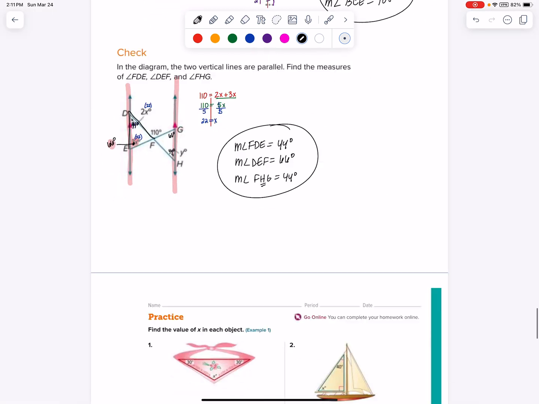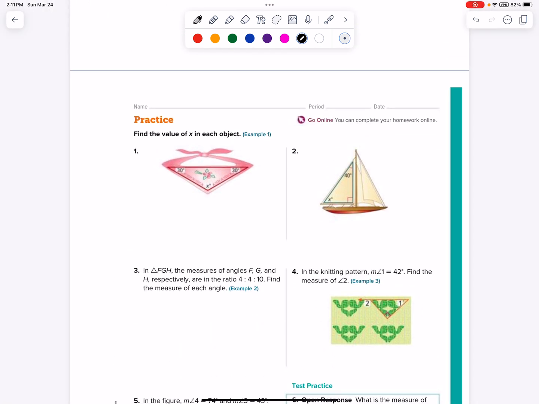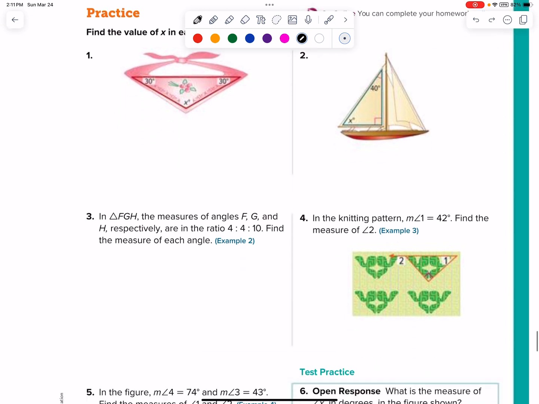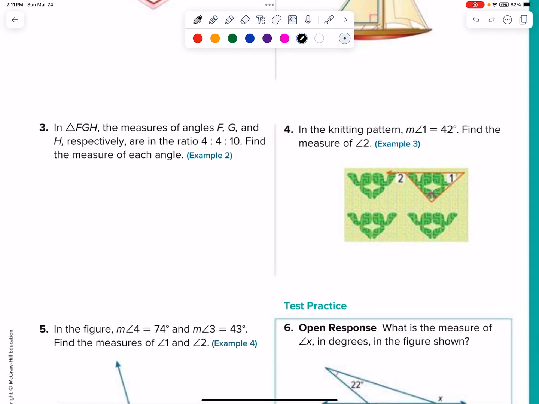Okay. All right. On to your practice and homework. You have a lot of different scenarios. Take a look at the examples if you need to go back. Find the value of x. We know those ones are nice, quick, and easy. They equal 180 degrees total. You have a ratio one. So go back up to your notes and remember how we would do that. So your first one, remember, is going to be x. And all three of those angles have to equal 180 degrees.